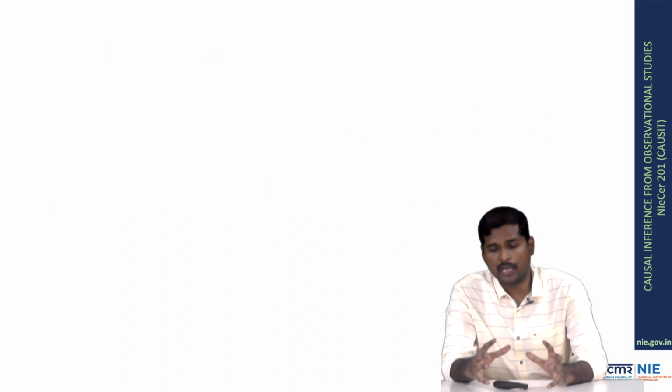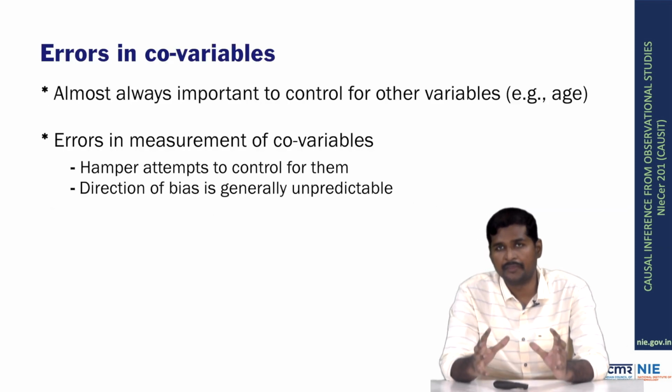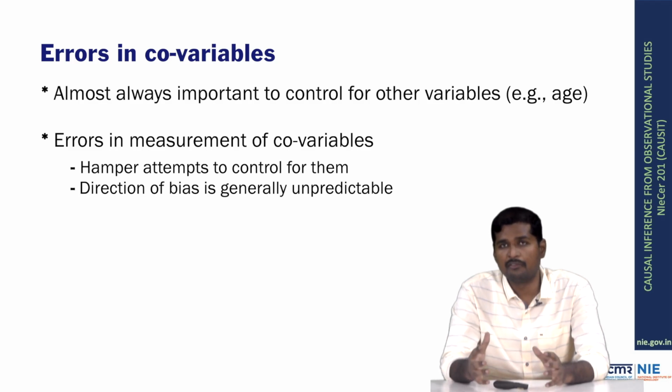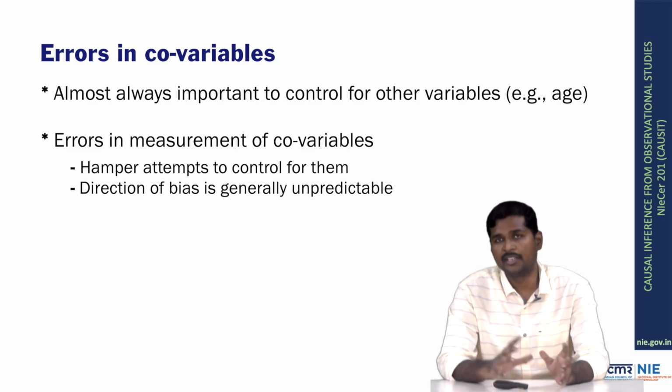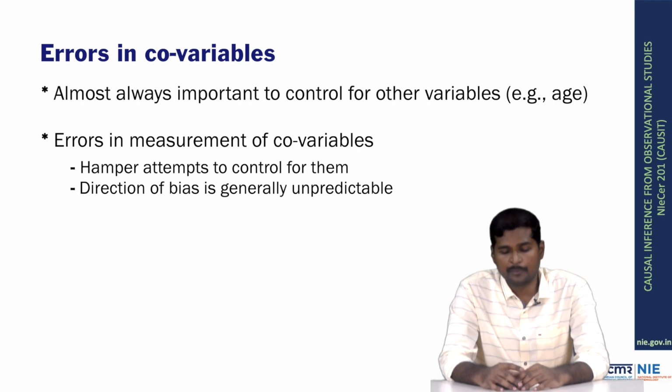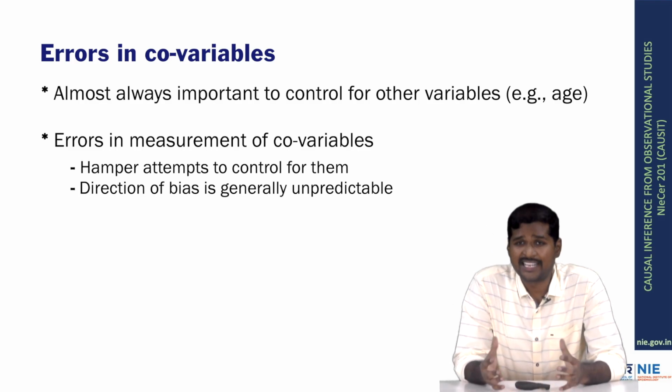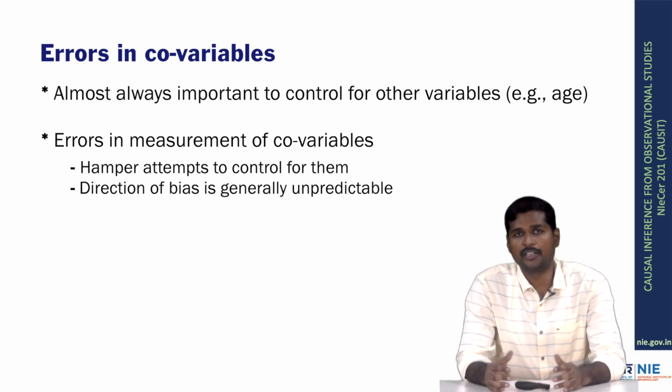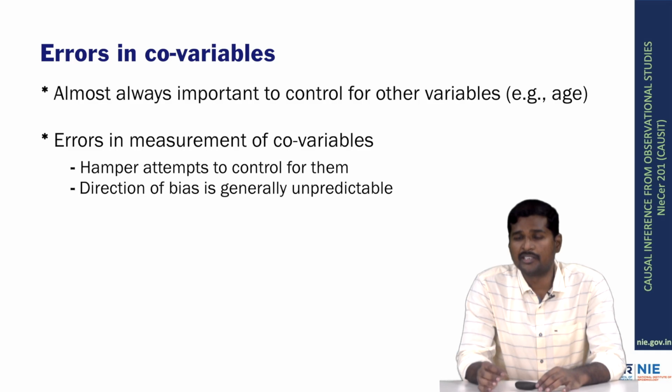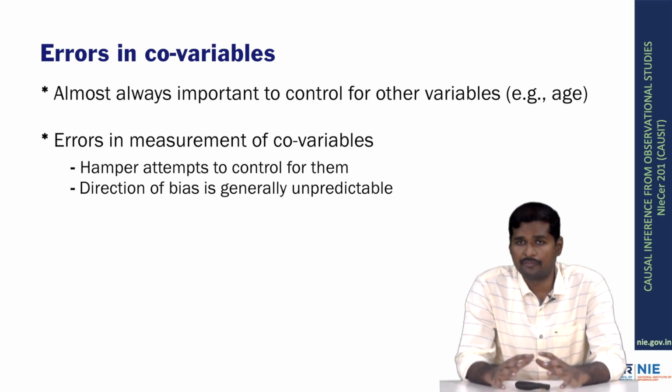So sometimes, apart from the main variables, that is the exposure and the outcome variables, there might be errors happening in the covariables or the covariates, or those third variables which are relevant to explaining the association between exposure and outcome. So it is always important to control for these third group of variables, which will help us to understand the association better between exposure and outcome. If there are errors in the measurement of covariables or covariates, it will hamper the efforts to control them.